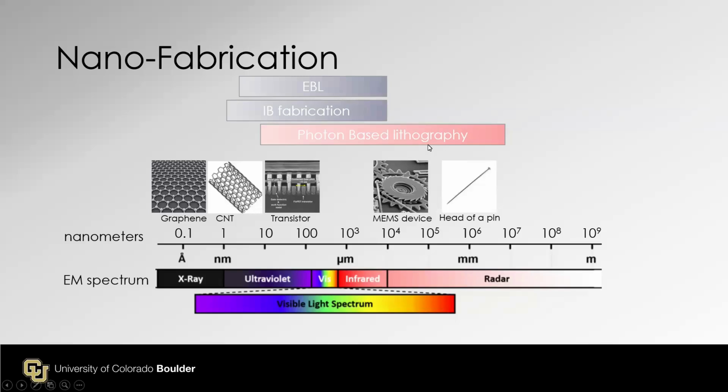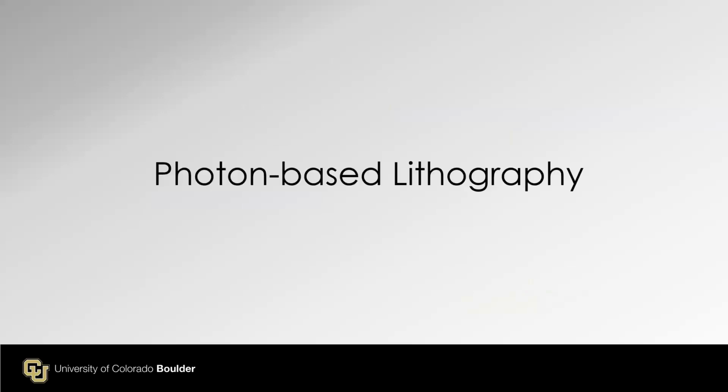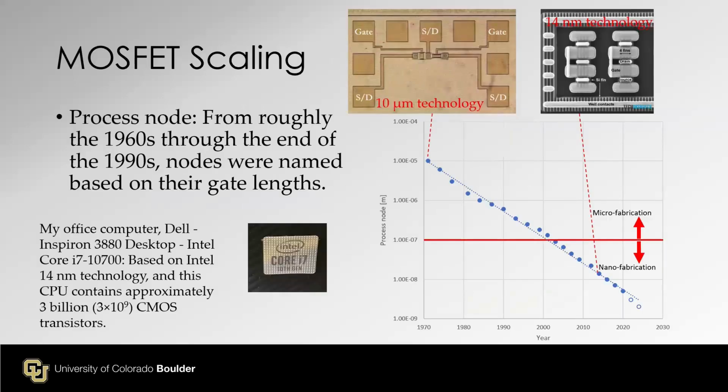By the way, with photon-based lithography, we can go down to 10 nanometers nowadays, maybe smaller than that. But photon-based lithography is very different from the EBL, electron beam direct writing system. Okay, we have to talk about photons first.